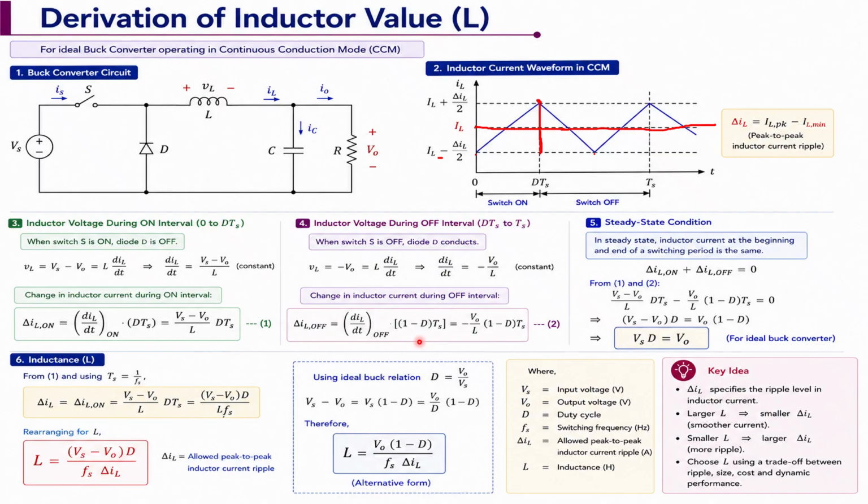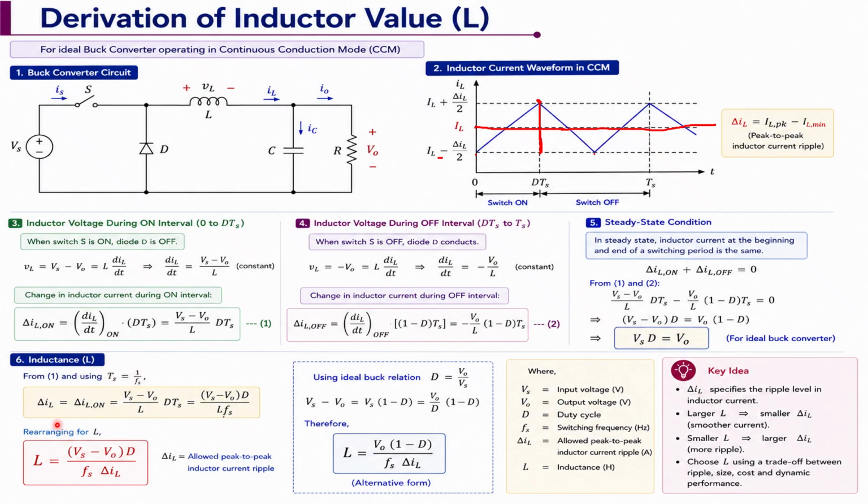So this can be written, this time period is 1 minus dTs, which is equal to minus V naught upon L into 1 minus dTs. Okay. Now, during the steady state condition, normal operating condition for an ideal buck converter, output voltage is equal to duty ratio into input voltage.